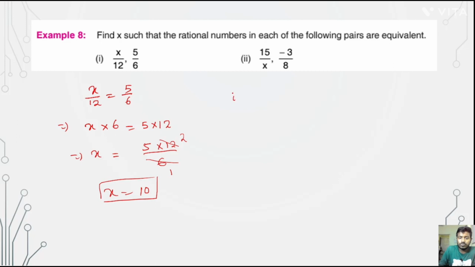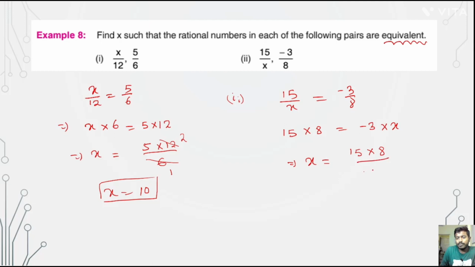Okay. Now question number 2i. First we write 15 by x is equal to minus 3 by 8, because here the rational numbers are equivalent. Now cross multiply: 15 into 8 is equal to minus 3 into x. Now find x: x is equal to 15 into 8 divided by minus 3. 3 1s are 3, 3 5s are 15. Now 5 8s are 40. This is minus. So x is equal to minus 40.